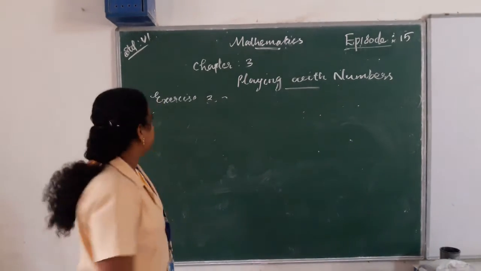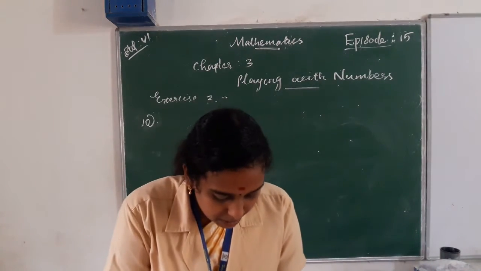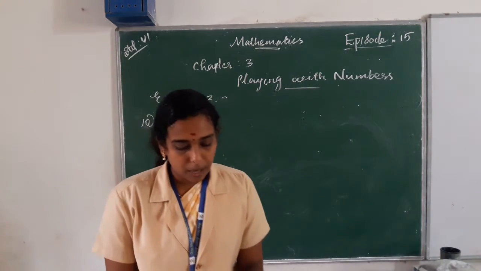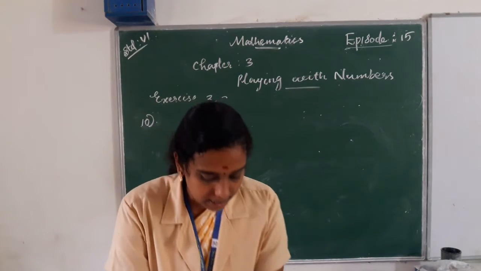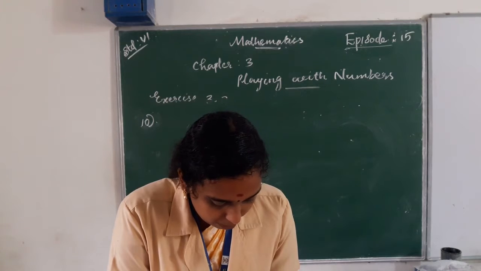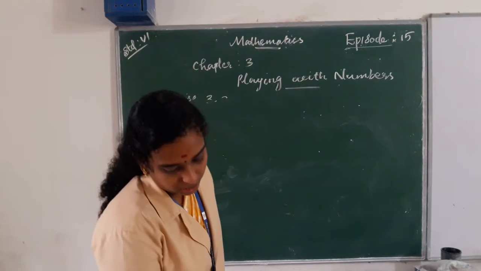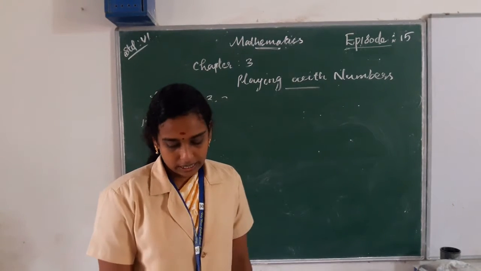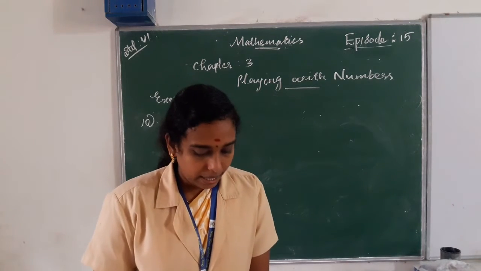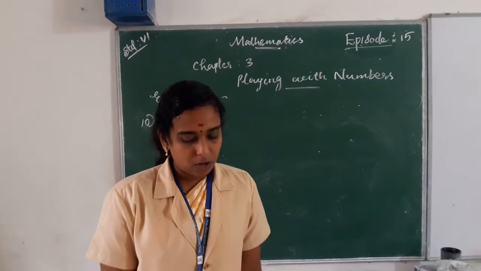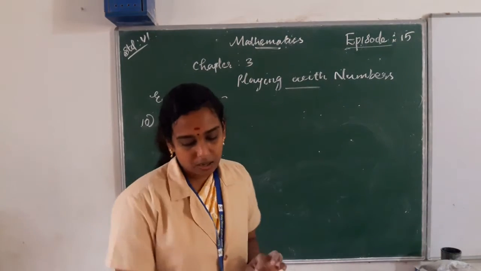The question number 10. Express each of the following numbers as the sum of 3 odd primes. So, the first one is 21. The prime numbers are 2, 3, 5, 7, 11, 13, 17, 19, etc. And we want to express each of the following numbers as the sum of odd prime numbers. So 2 is an even number, we cannot use 2 here.